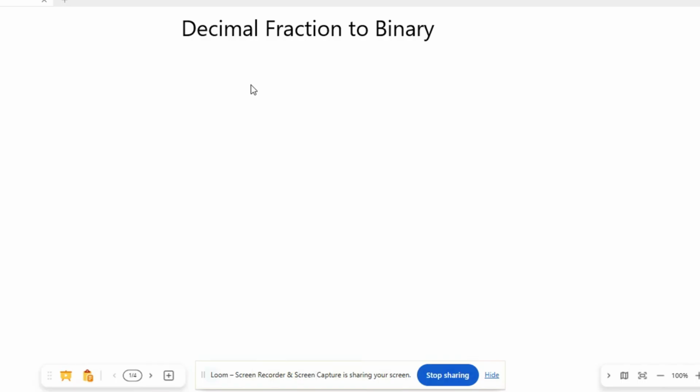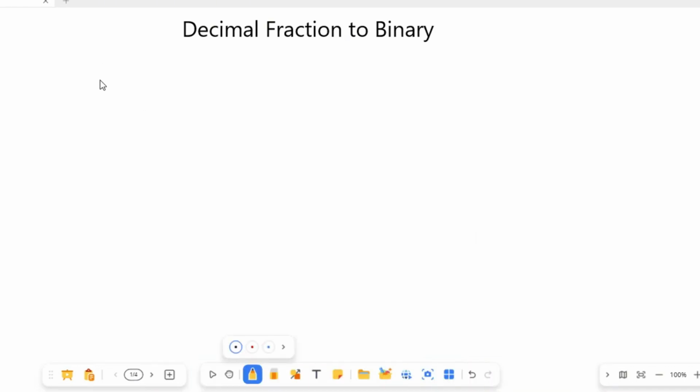Okay, now first we'll start with decimal fraction to binary. For example, suppose I have one question: 28.125 to the base 10, and I want to convert it to the base 2. How to do it? Before the decimal point, whatever number you have, the same rule applies that we used in the number system. So you want to convert 28 to binary.